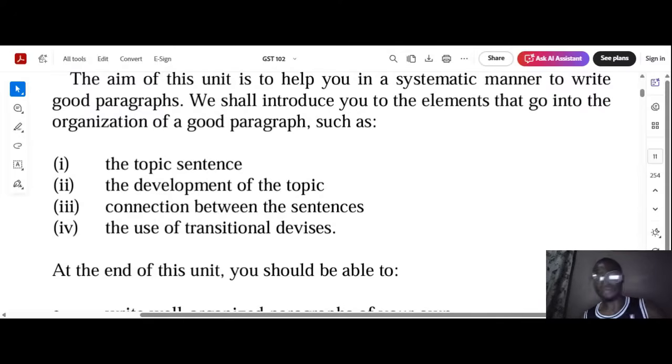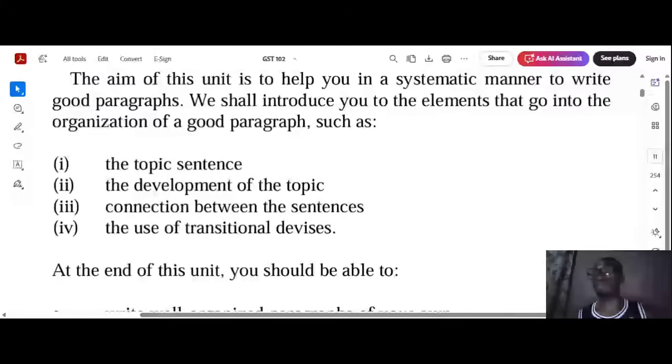Under the objective, the aim of this unit is to help you in a systematic manner to write good paragraphs. Which means from tonight, if you have been writing anyhow before and you don't even know there is something called paragraph in writing, from tonight, you should be able to write in paragraphs and understand the reason why you're writing in paragraphs, and understand what a paragraph is and the things a paragraph contains.